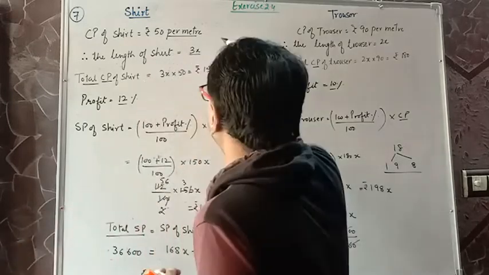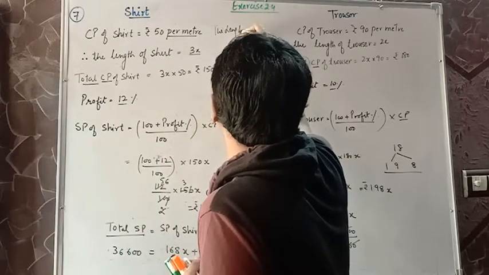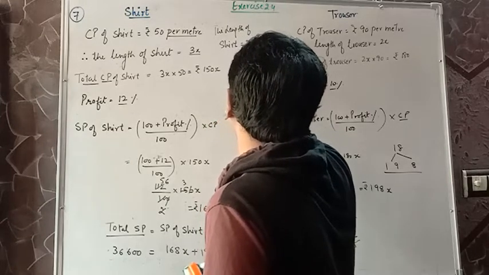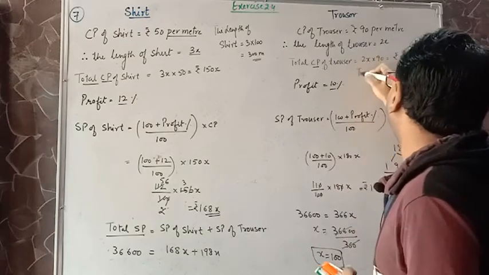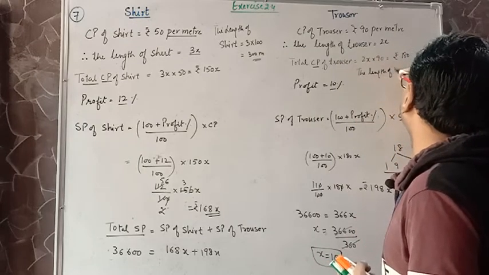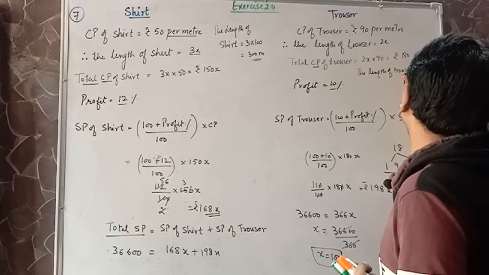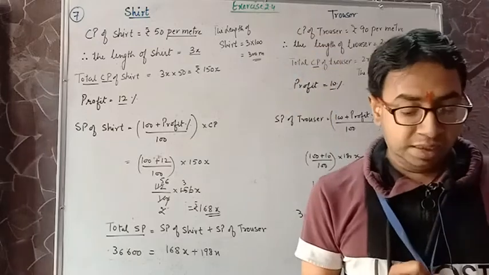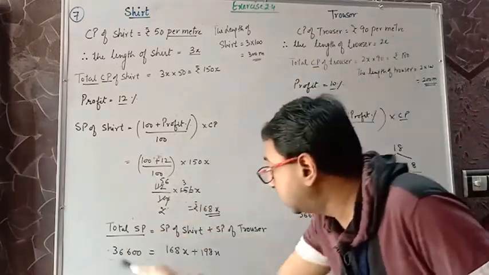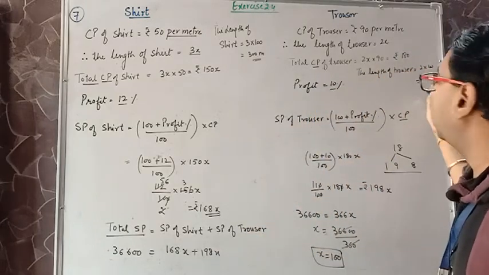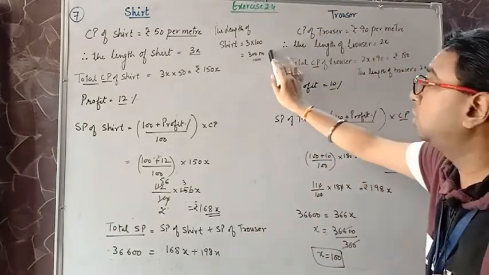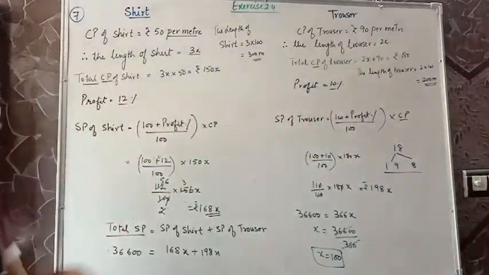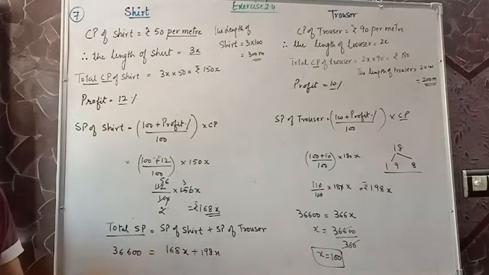So can I say the length of the shirt purchased by him is 3 into 100, that is 300 meter. So definitely the length of the trouser he bought is 2 into 100, that is 200 meter. Clear with this? So with this complete selling price, he bought 200 meter of trouser and 300 meter of shirt with this cost price and this selling price. Are we clear with the question? Any doubt anyone is having with the question? How to do? Clear with this?